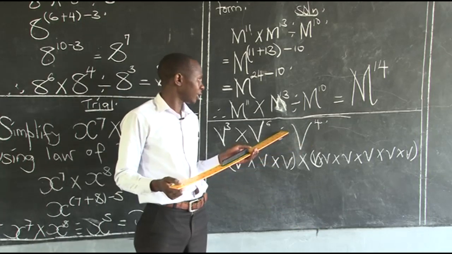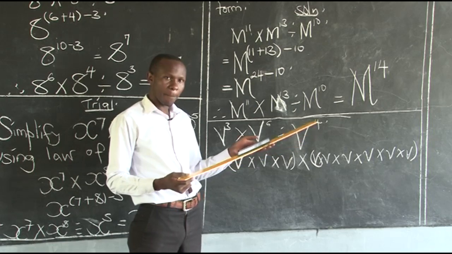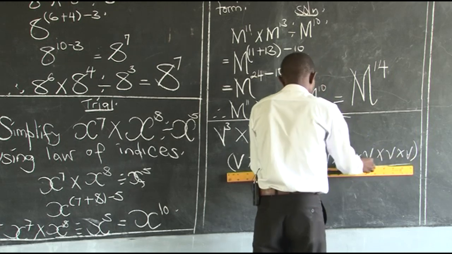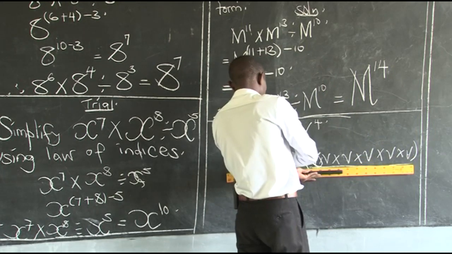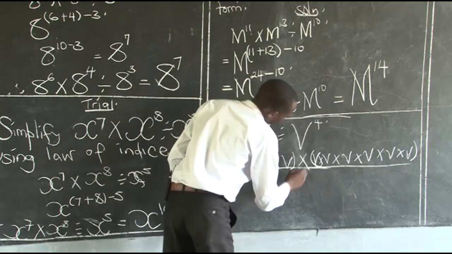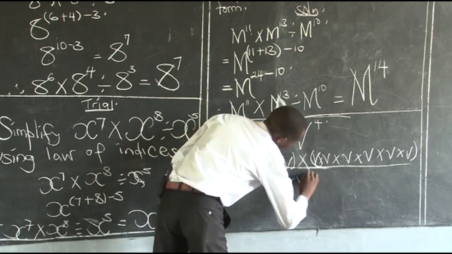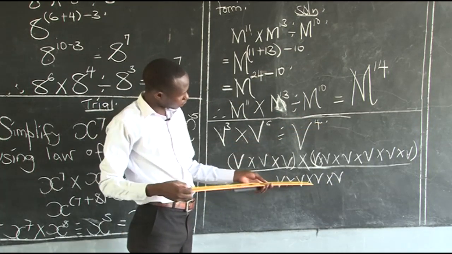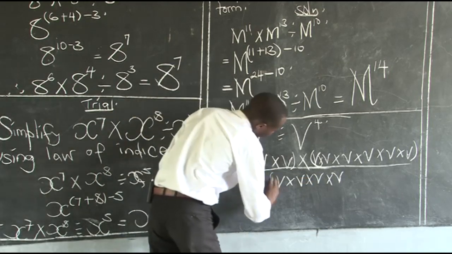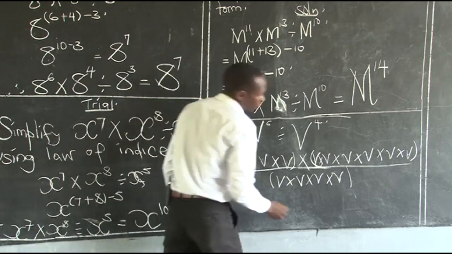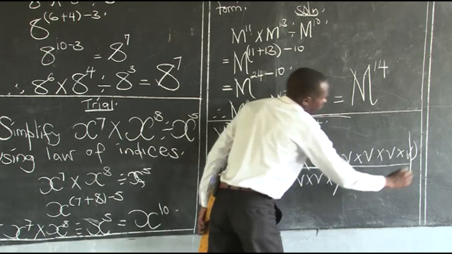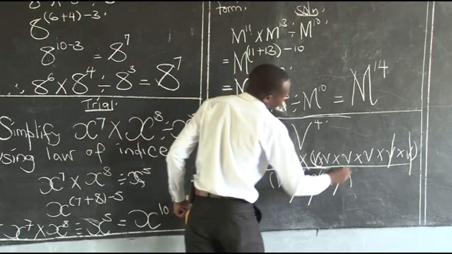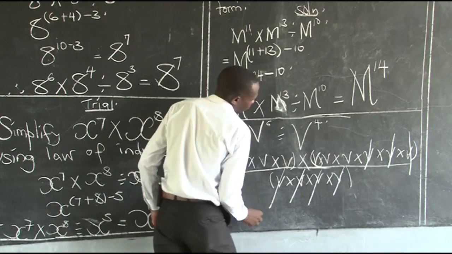Remember, we are dividing by v power 4. So I'll say divide by v times v times v times v. They must be 4: 1, 2, 3, 4. So after this, I'll say this v will cancel out with this v. This v will cancel out with this v. This v will cancel out with this v. This v will cancel out with this v.